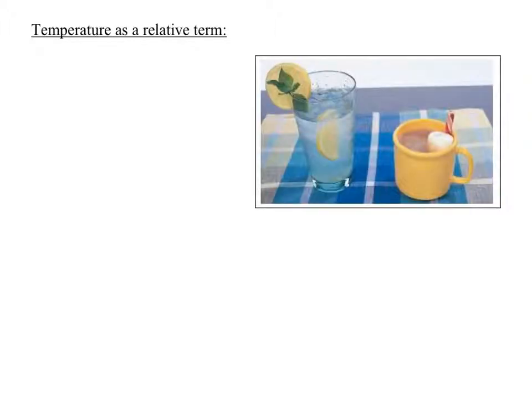So let's talk about temperature being a relative term. Okay, a relative term. So look at the two examples here. We've got a glass of ice water, and then we've got a cup of hot chocolate. Now, when you touch these two objects, what would your statement be? Well, depending on how cold it is, maybe you could say, ooh, that's too hot. Yeah, so you'd say that the ice water is really cold and that the hot chocolate is really hot. Now, it's a relative term though. What do I mean by a relative term?